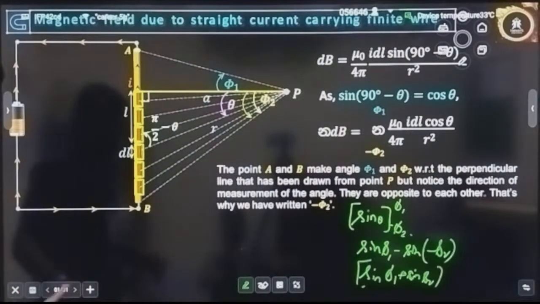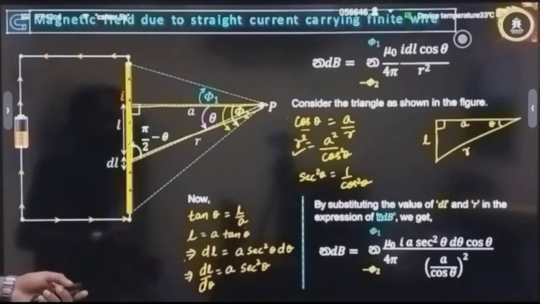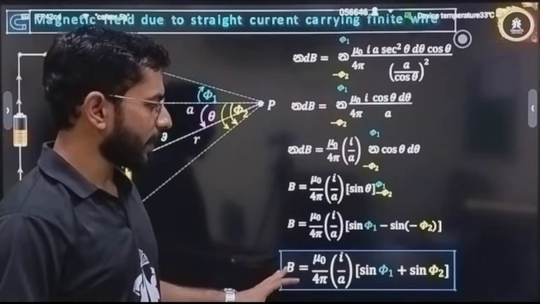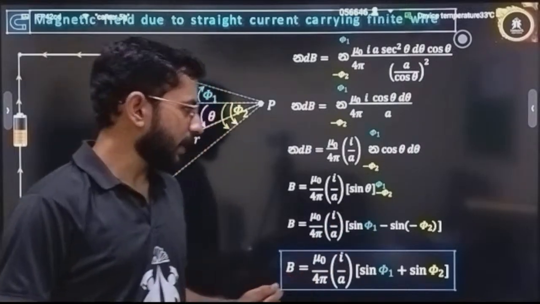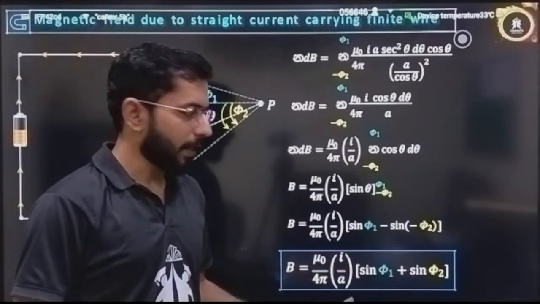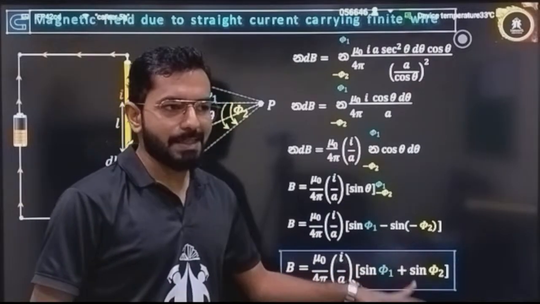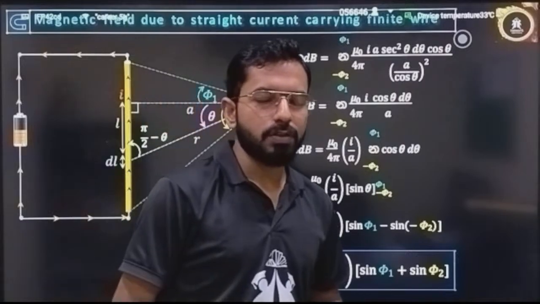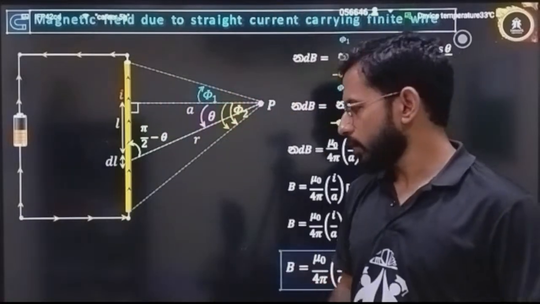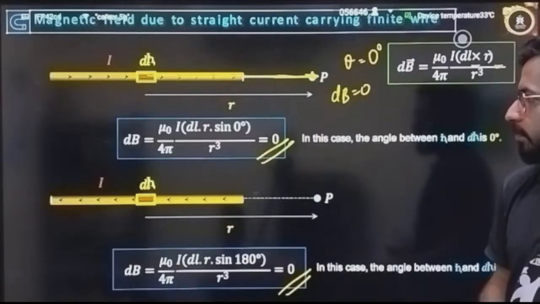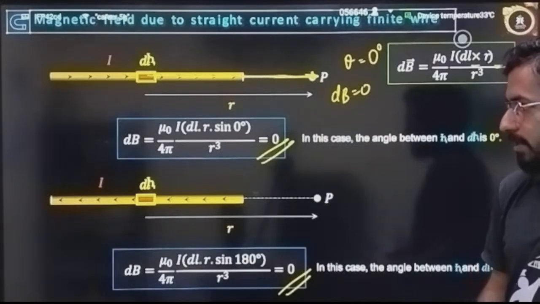This will be the remaining portion. Correct? See, this is the final result that you will be getting after solving, and it is a very important result that I am telling you. You have to remember, B is equal to mu naught I divided by 4 pi A, sine of phi 1 plus sine of phi 2. This is a very standard result from your board perspective and also from a competitive perspective. You have to always remember this result. This is a very important one. And I told you how to do this integration as well.